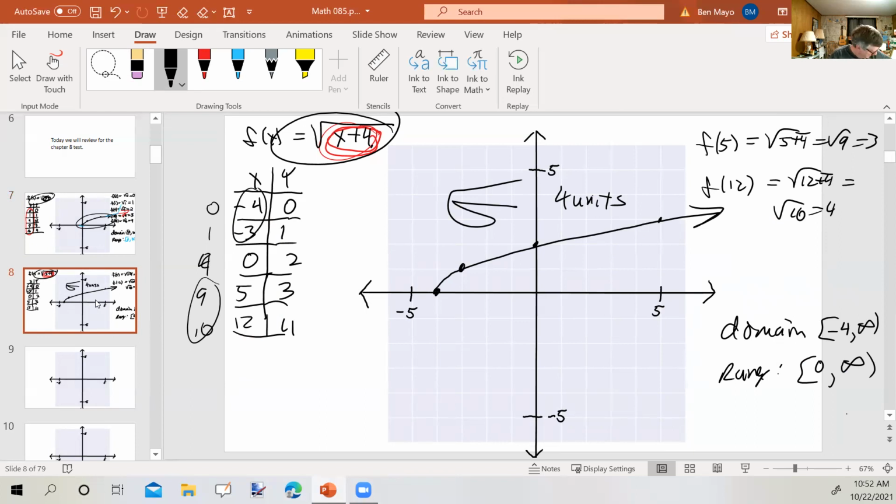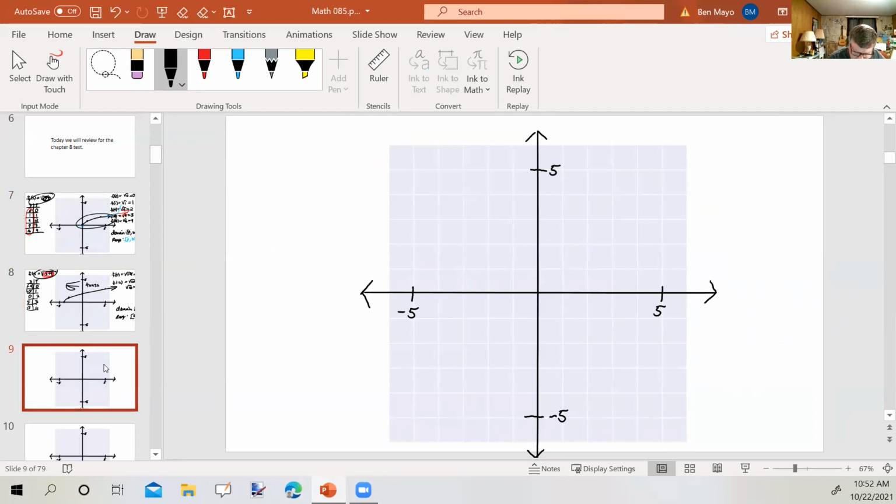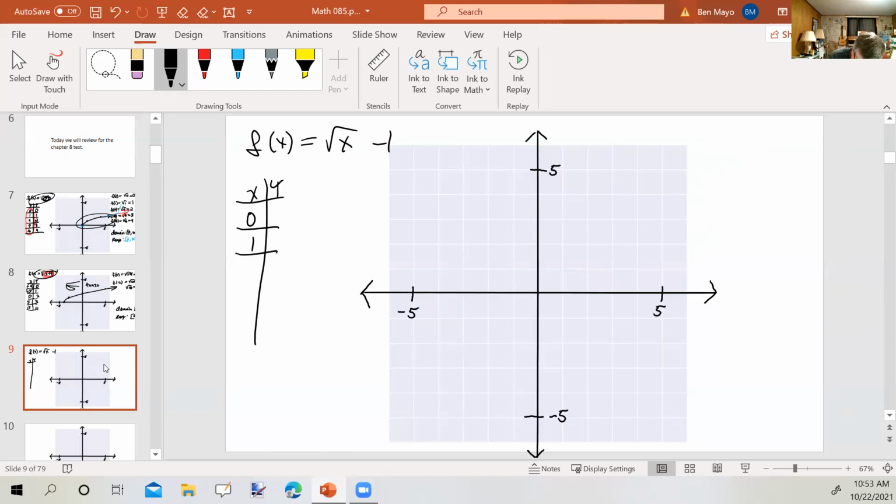Okay, let's see here. Let's take a look at another graph. And this is f of x equals the square root of x minus 1. Well, that minus 1 is not inside the radical. It's after the radical. So whatever x is, the first thing I'm going to do is take its square root. And then after that, I'm going to subtract 1. So in this case, I still want my x values to be perfect squares.